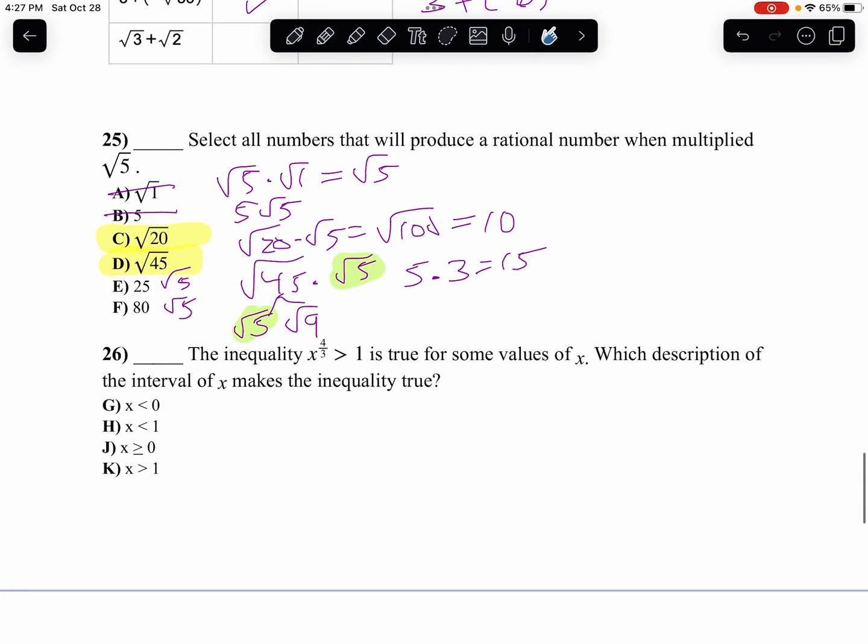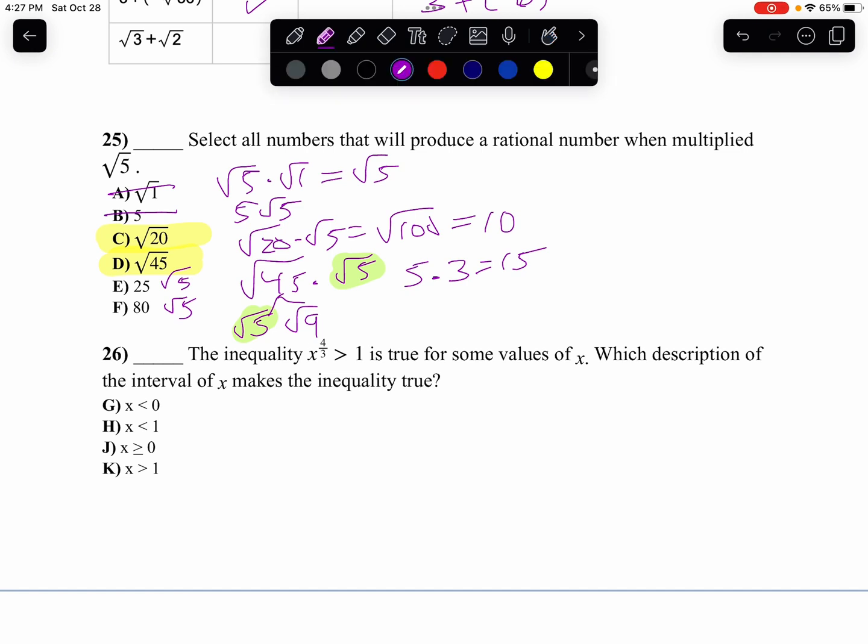Okay, let's take a look. If I got x to the 4/3 power bigger than 1, I know that's true for some values of x. Which interval is going to make it true? How about if x is 0? Well, that's kind of confusing because some of them are going to be bigger than 1, but not all of them. Like if x is negative 1/2, that won't work. So I'm going to say no to that one. X is less than 1, that will definitely not be bigger than 1.